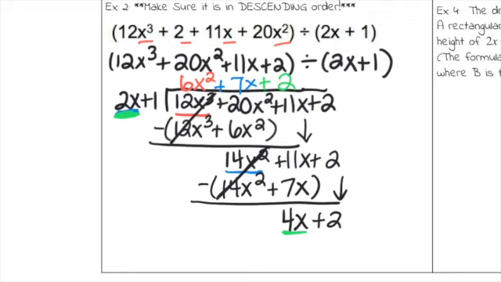Okay. So 2 times 2x is going to give me 4x. 2 times 1 is going to give me plus 2. So subtract those. So again, I have a remainder of 0.